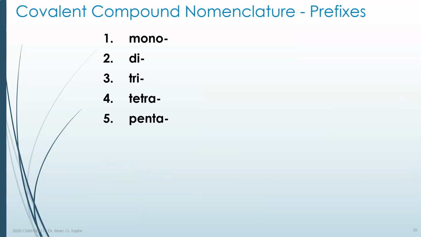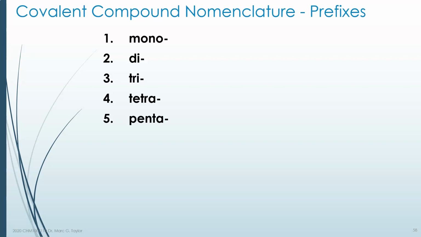Before we look at an example, let's look at the prefixes. Mono, di, tri, tetra, penta: 1, 2, 3, 4, and 5. Mono means one. Di means two. Tri means three. Tricycle. Tetra means four. If you ever played the game Tetris, you know all the pieces are composed of four squares in different patterns.